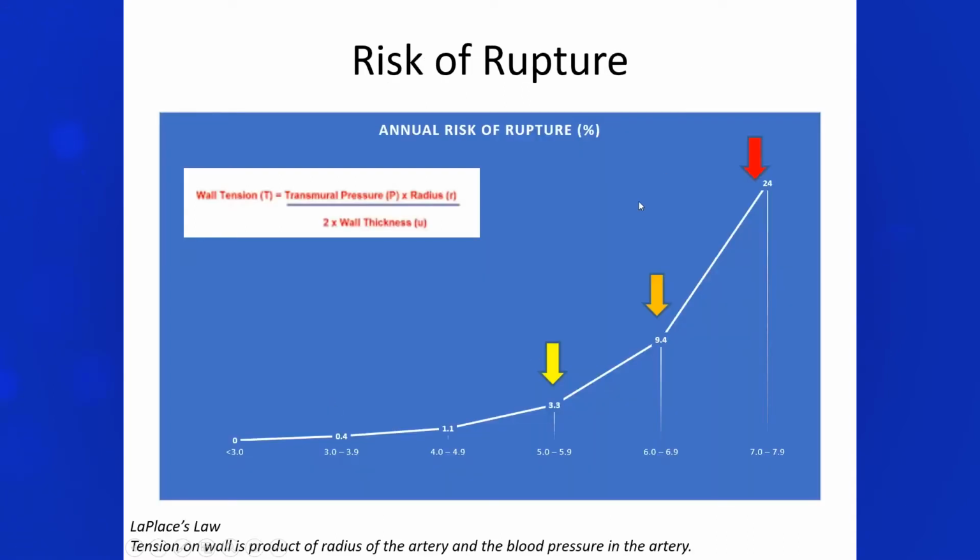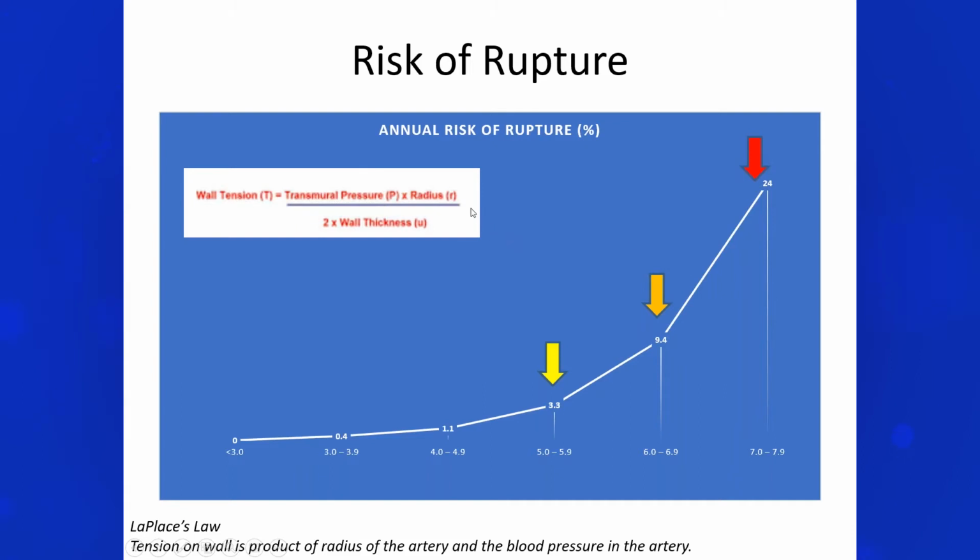Here's a schematic showing the risk of rupture. You can see that at 5 to 5.9 centimeters there is a 3.3 times increased risk. When the diameter goes to 6 to 6.9, suddenly there is almost 3 times more increase in the risk of rupture. And then when we go to 7 to 7.9, we have 24, which is actually almost 8 times the risk.